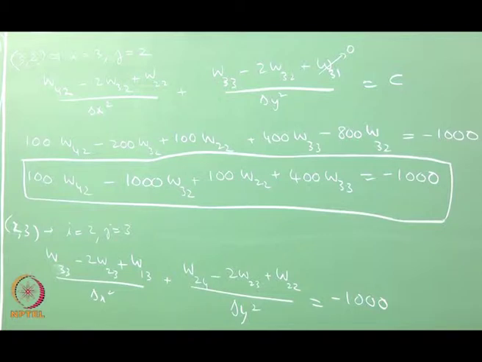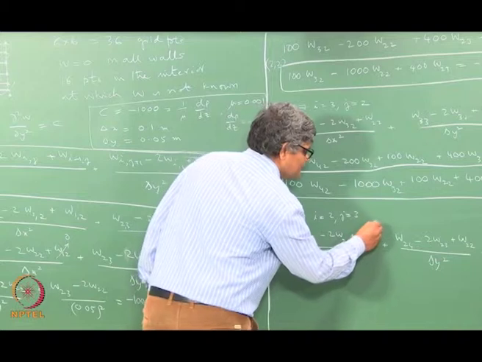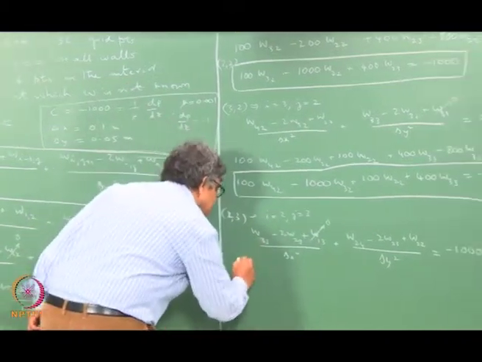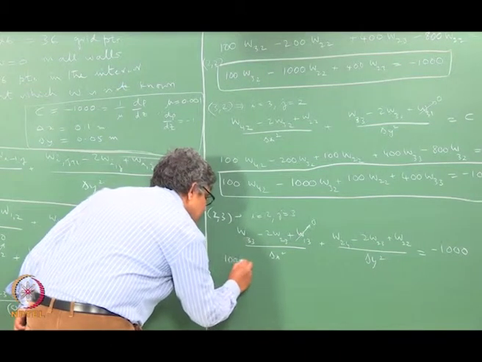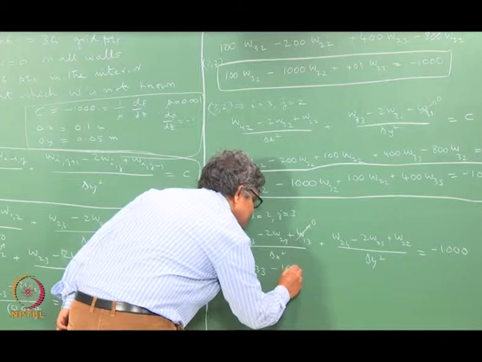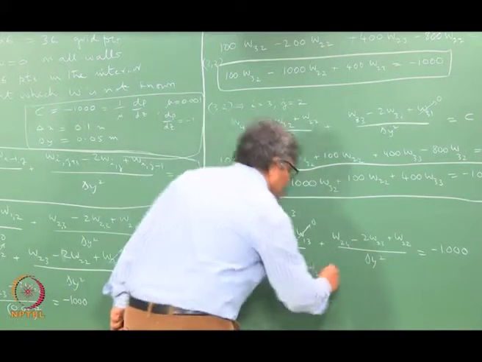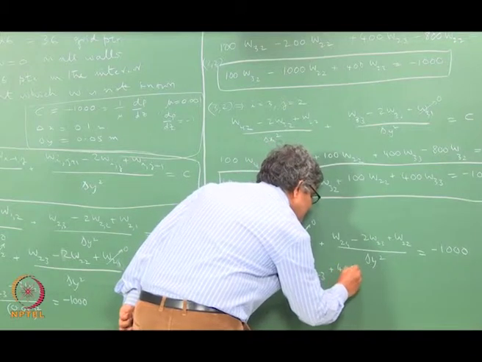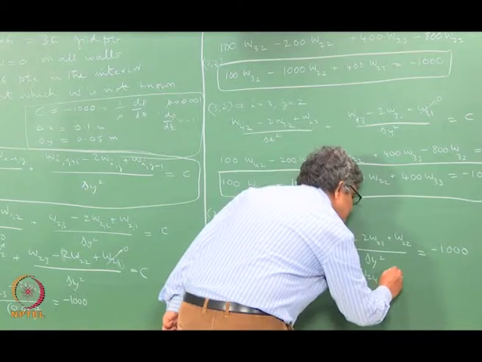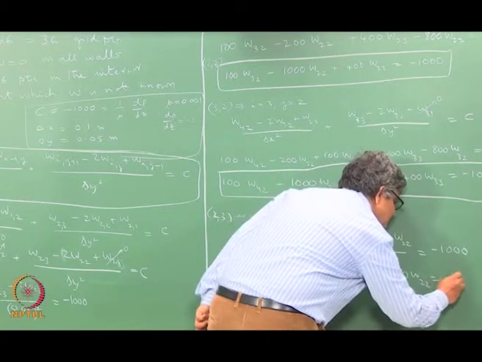So, we substitute the delta x square and delta y square, and this is again 0, and we should be able to get 100 W33 minus 1000 W23 plus 400 W24 plus 400 W22 equal to minus 1000.